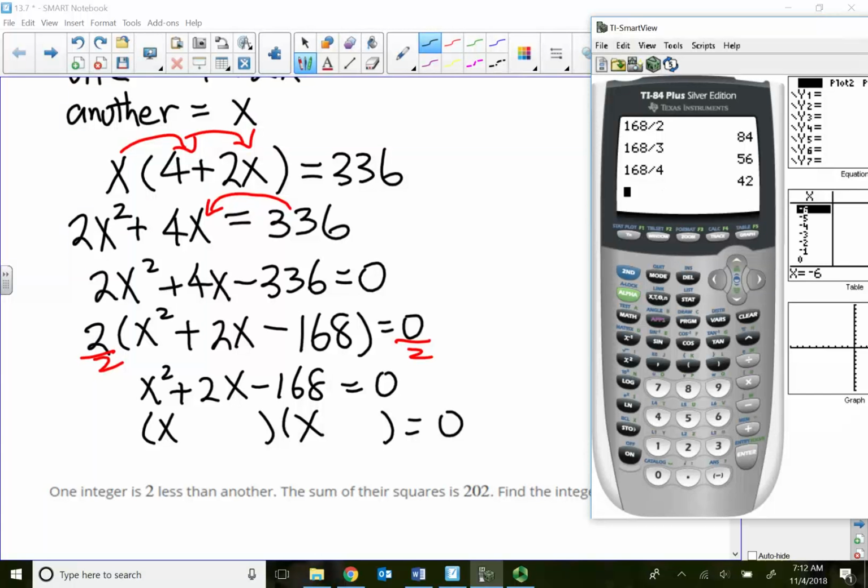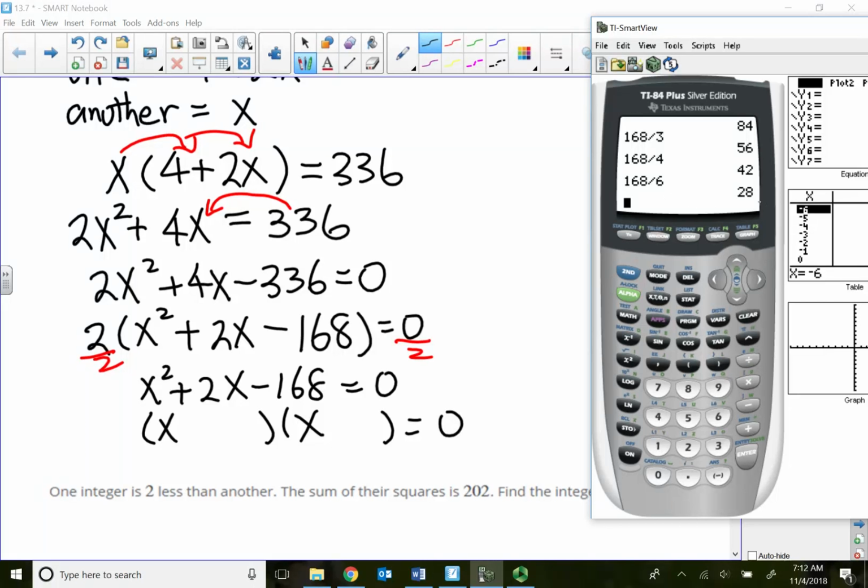Yeah, 4 and 42. Okay, I know 5 doesn't work. I know 6 will work because I already used 2 and 3, so I know 6 will work. So what I'm doing is basically finding all the factors of 168. So using 6 is already 6 and 28.